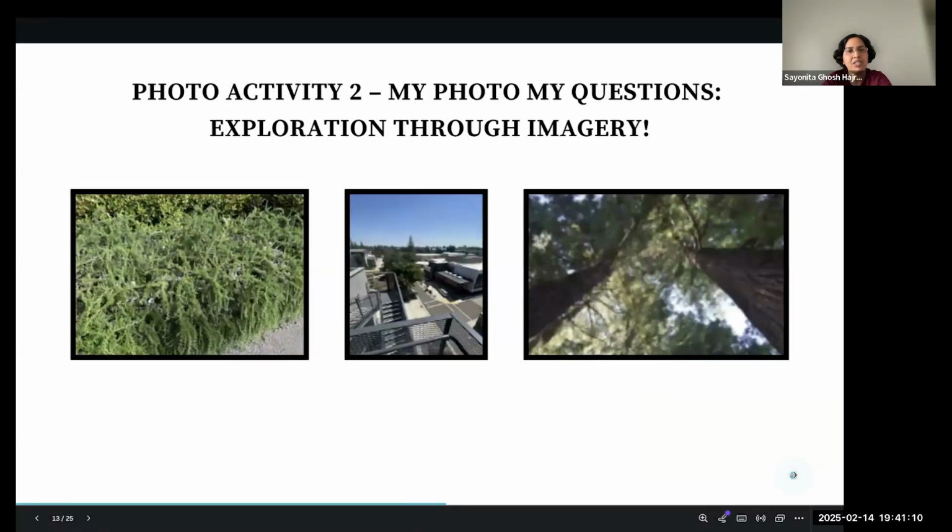And then we had a good discussion on what quantities mean. On the second day, we did the photo activity 2, which we call My Photo, My Questions, Exploration Through Imagery. So students went outside the classroom to capture pictures around campus they found interesting, but with a focus on exploring quantities that change over time. The goal of this activity was for students to select their own areas of interest or images they are interested in exploring further and developing questions around this context.